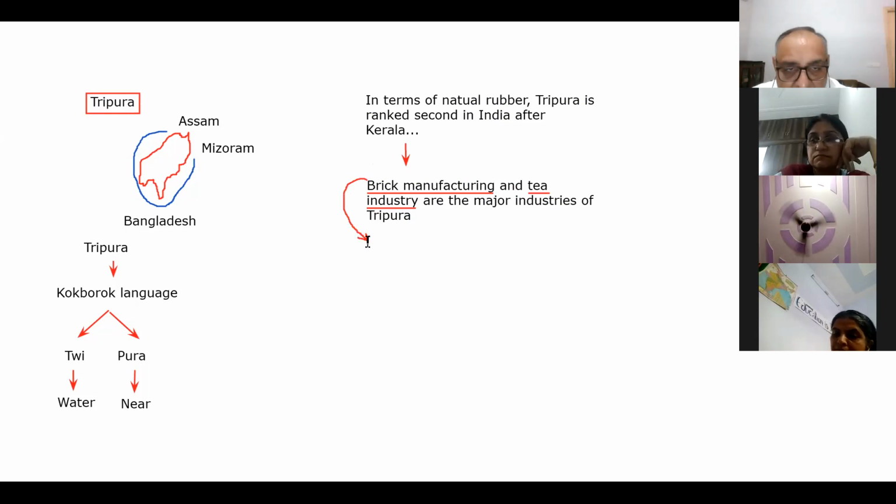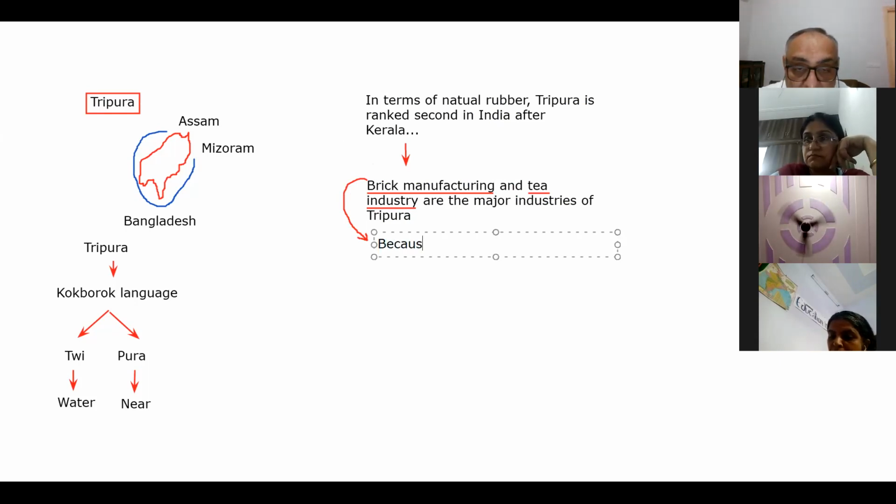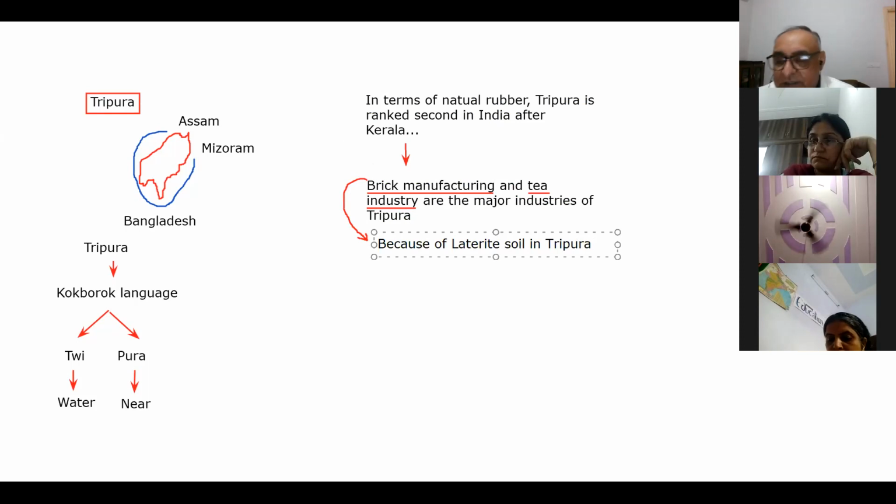So as far as brick manufacturing is popular there, it is because of the laterite soil in Tripura, because in Tripura laterite soil is found, right?